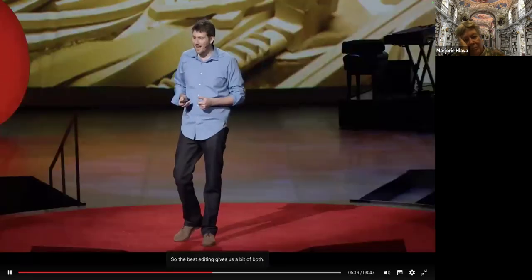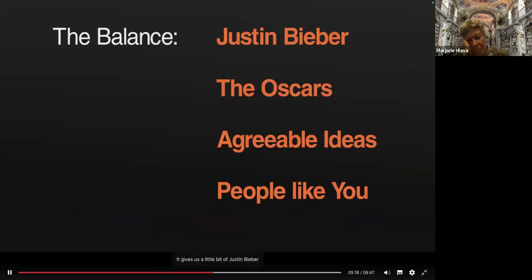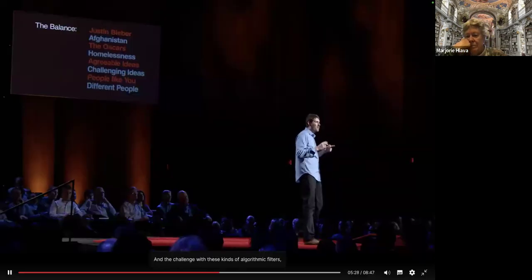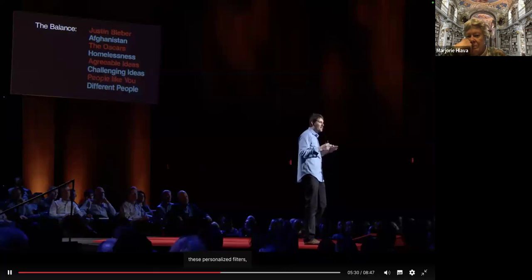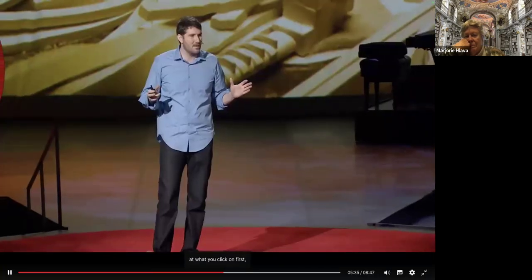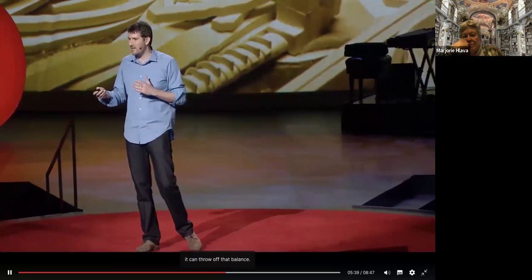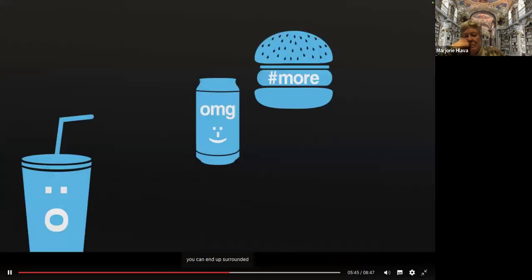So the best editing gives us a bit of both. It gives us a little bit of Justin Bieber and a little bit of Afghanistan. It gives us some information vegetables. It gives us some information dessert. And the challenge with these kind of algorithmic filters, these personalized filters, is that because they're mainly looking at what you click on first, it can throw off that balance. And instead of a balanced information diet, you can end up surrounded by information junk food.